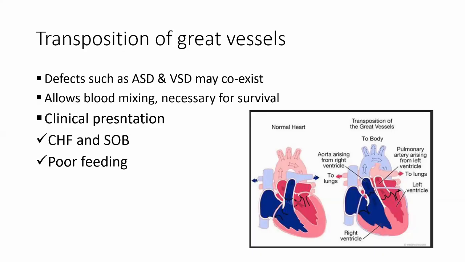This communication can occur at either the atrial or the ventricular level, so they can have ASDs or VSDs, or even a PDA may exist just to help with oxygenation. And then severe hypoxia and acidosis and volume overload to the left side of the heart can cause congestive heart failure during the first week of life. These patients usually also have shortness of breath and poor feeding, with the history that we take from our patients.